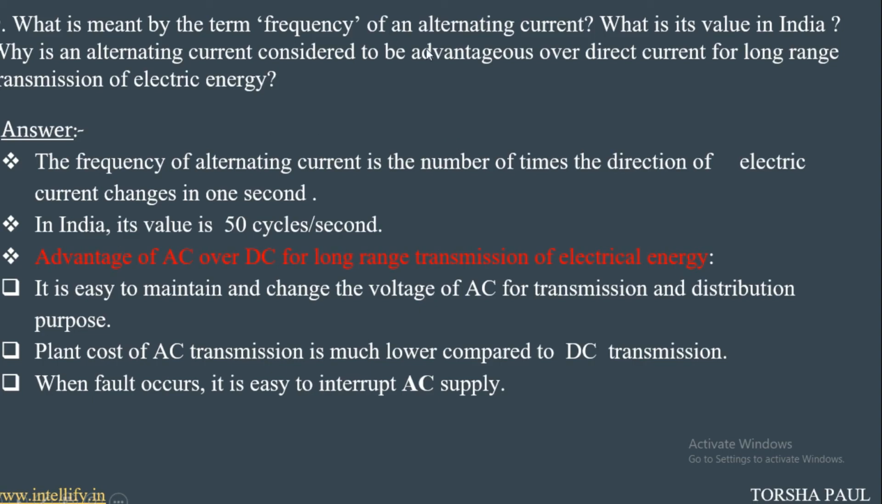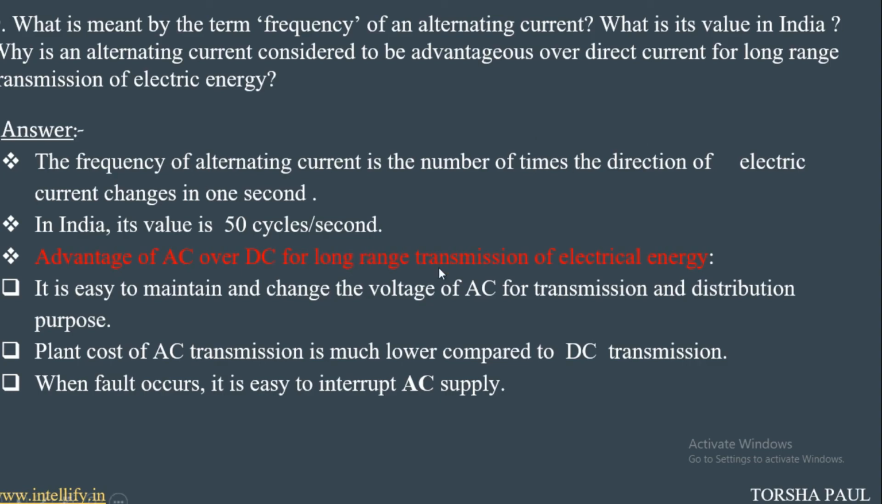So, frequency of alternating current is the number of times the direction of electric current changes in 1 second. Per second changes the electrical current. That only is why it is said to be alternating. Alternating means change alternately. So, alternating current. In India, it has the value that is 50 cycles per second. 50 cycles per second means per second it changes 50 cycles, okay?